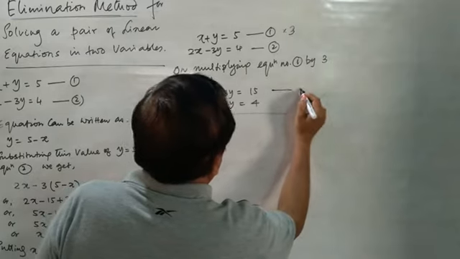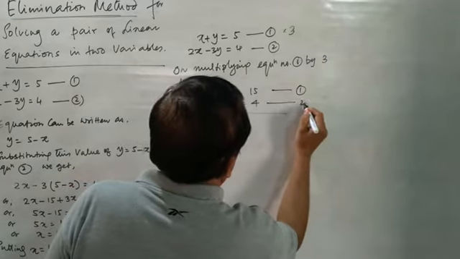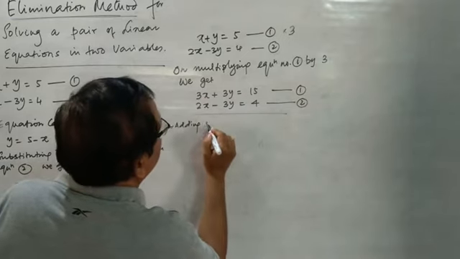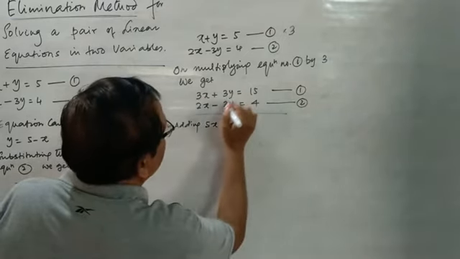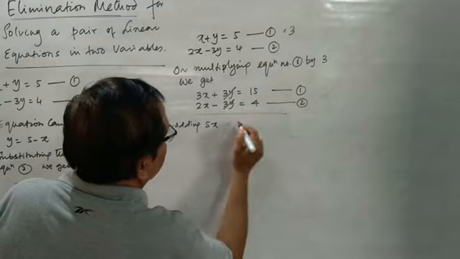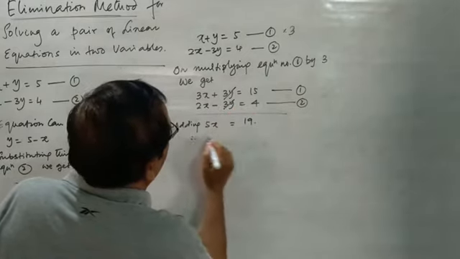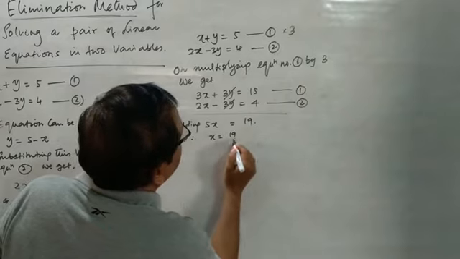This is your converted one, this is your 2. On adding, what we will write? 3x plus 2x, that is 5x. And this will cancel out 3y and 3y. And this will give us 19. Therefore, x equals 19 by 5.